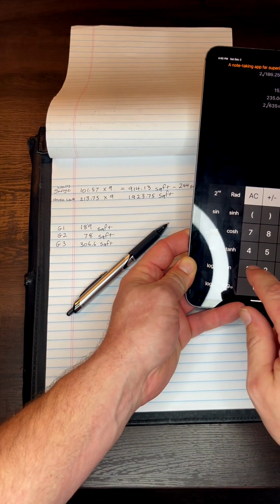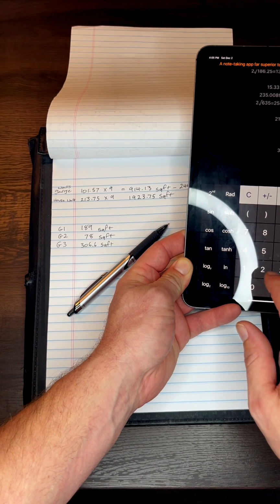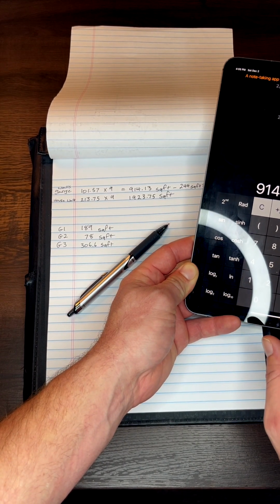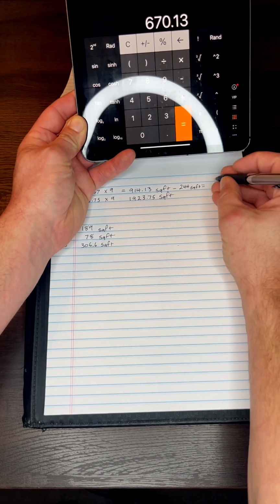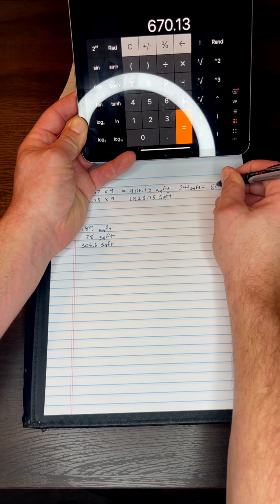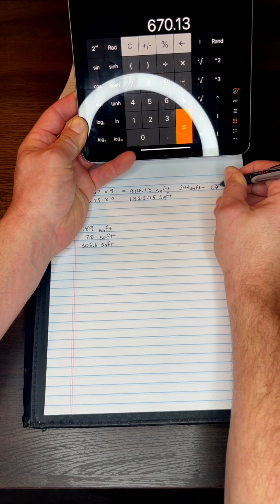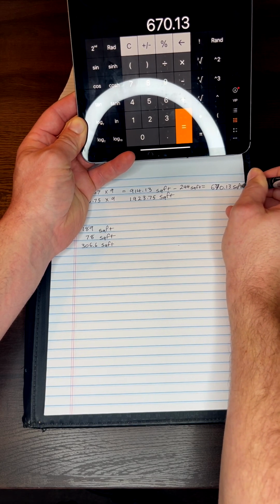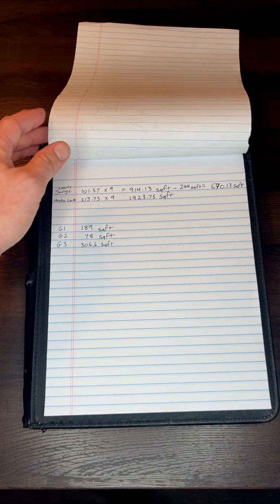Minus 244 square feet equals. So we got 914.13 minus 244 equals 670.13 square feet. And that's our final number for our garage walls.